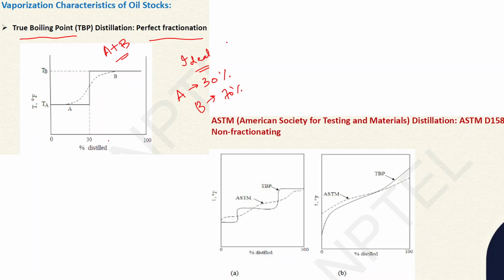And if we heat it, this curve is basically derived using the distillation method. It is a curve between percentage distilled versus temperature at which the different cuts are extracted. What is distillation? We heat the crude oil, and suppose there are numerous components present in the crude oil.